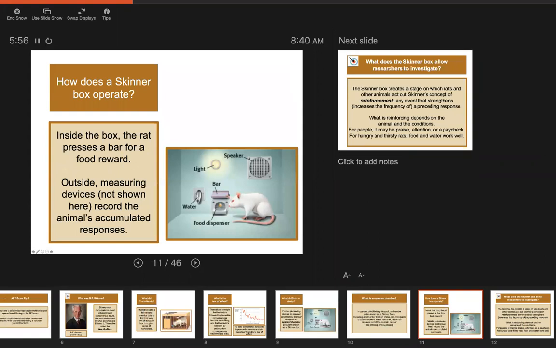So how does the Skinner box operate? Inside the box, the rat presses a bar for a food reward. Outside, measuring devices you can't see here record the animal's accumulated responses.